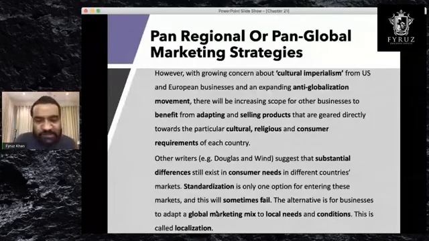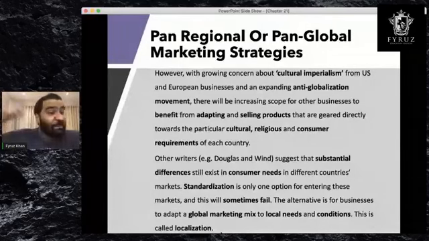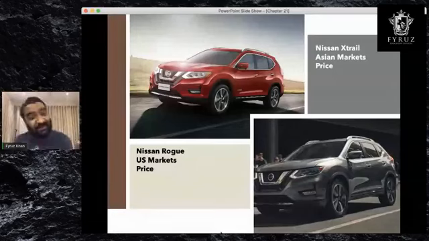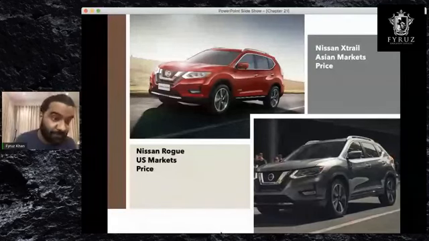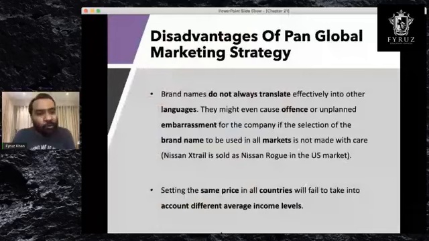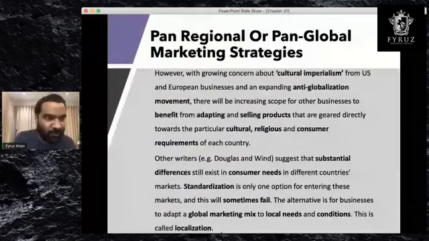This is also known as localization, where you cannot sell the same product everywhere. I gave you an example of Nissan X-Trail and Nissan Rogue, where they have changed the name, changed the price, and even some features are different for the Asian markets and the American market. This kind of approach is known as localization. You think about the people, the religion, the culture, right?